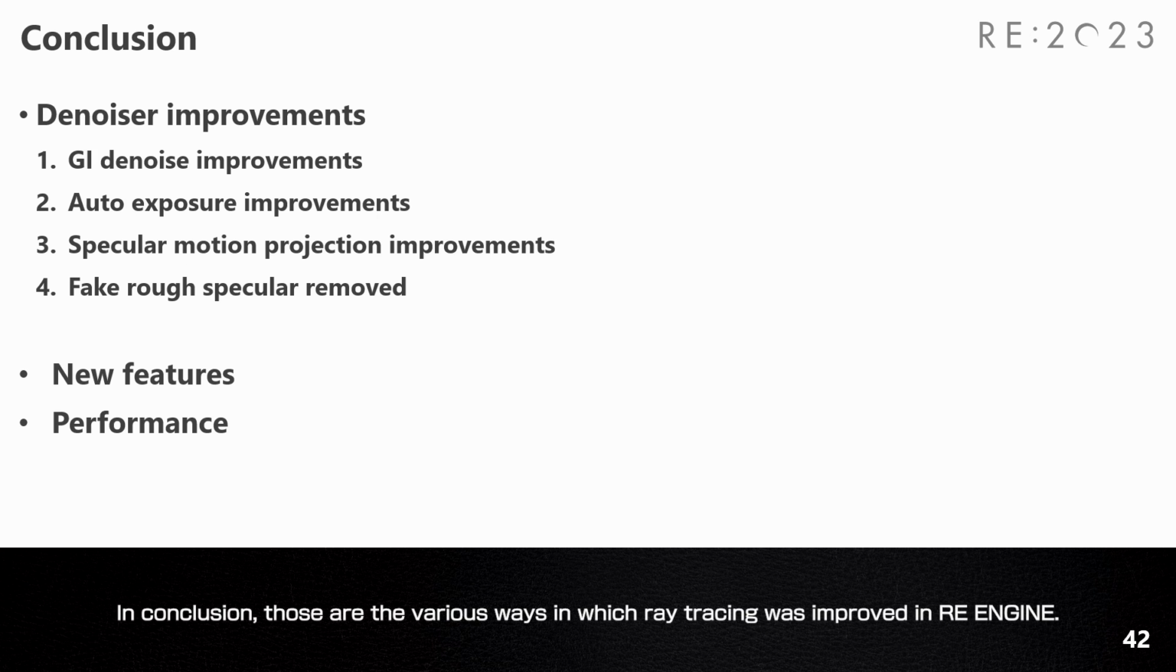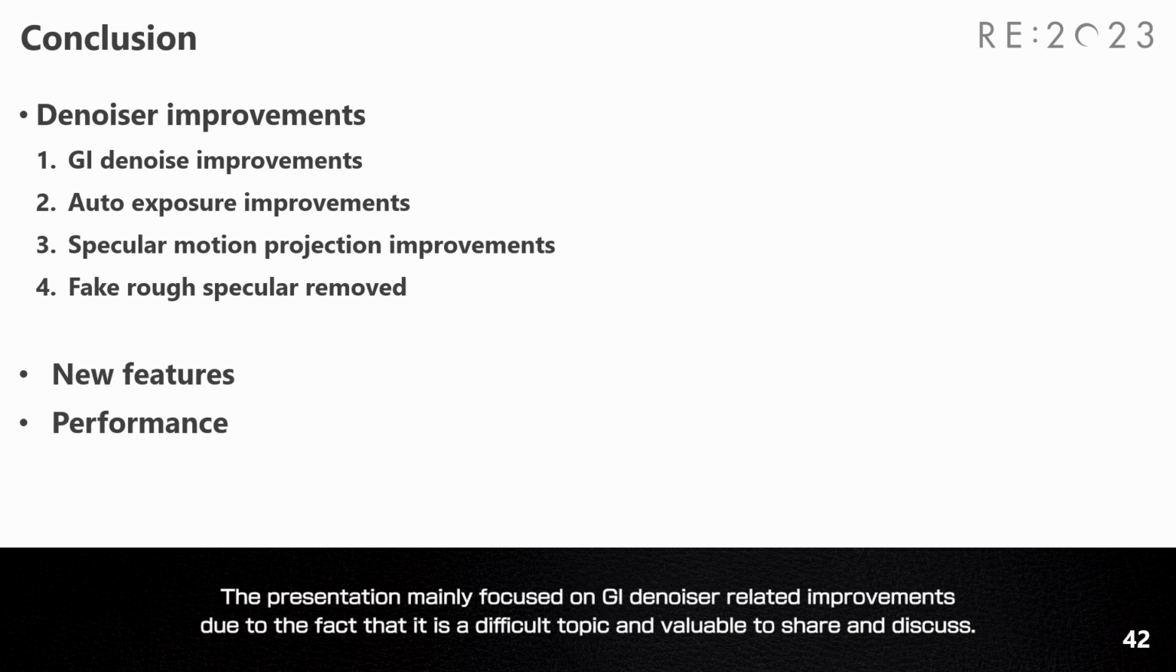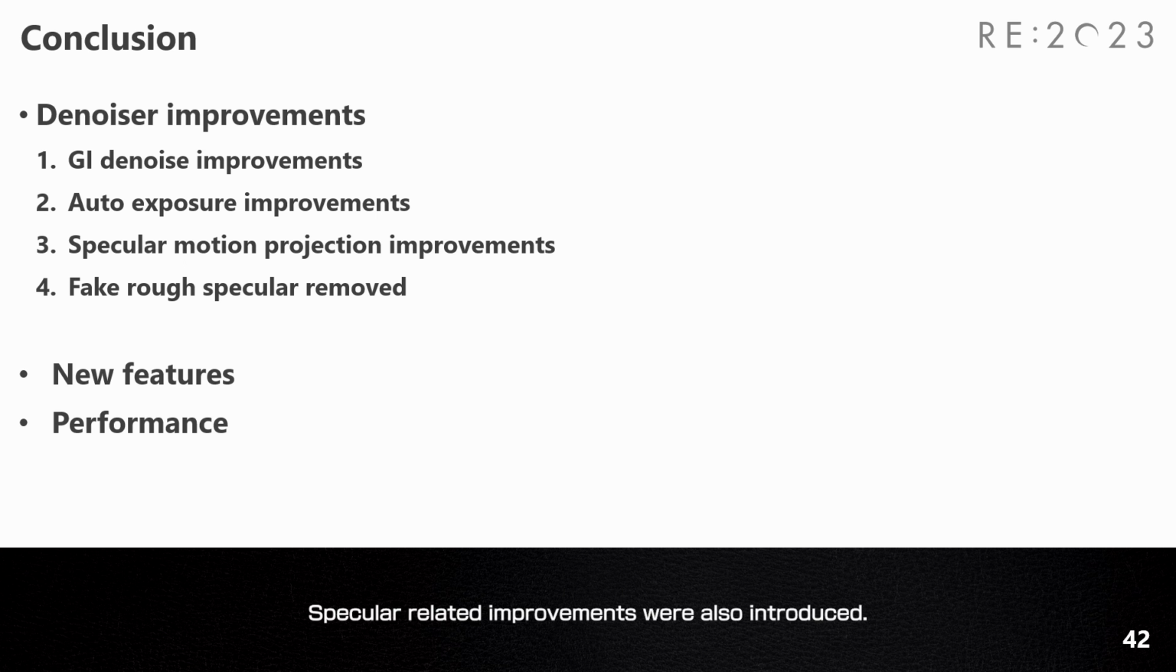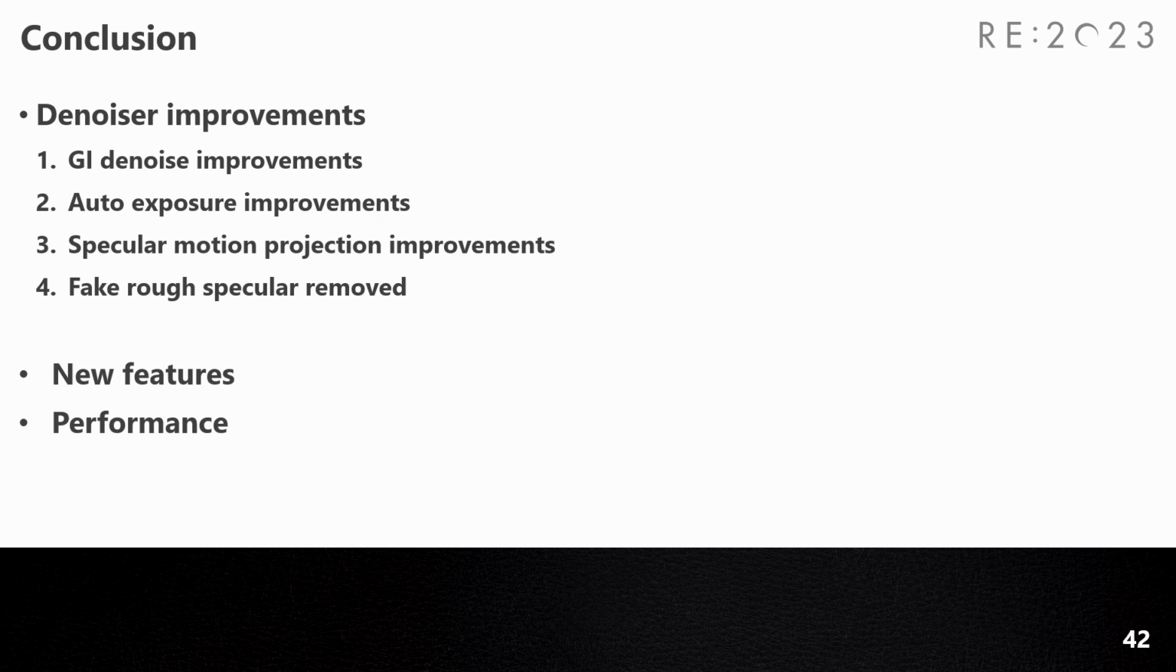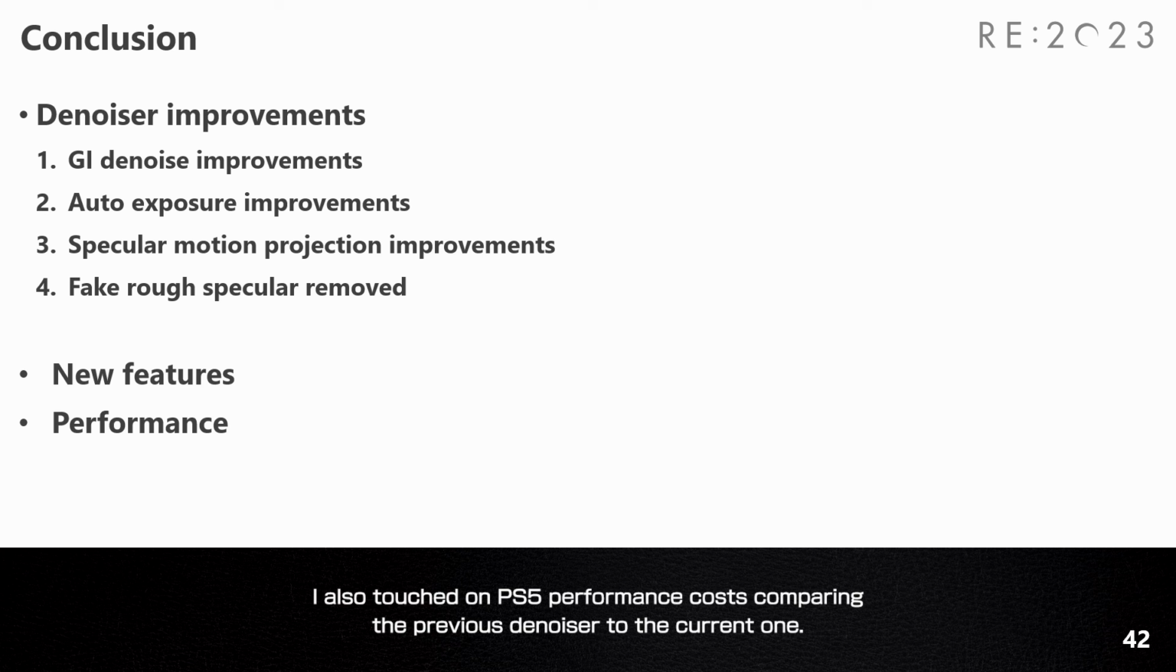In conclusion, those are the various ways in which ray tracing was improved in the RE Engine. The presentation mainly focused on GI denoiser-related improvements because it is a difficult topic and valuable to share and discuss. Specular-related improvements were also introduced. Many people contributed to the new features for ray tracing, but I was only able to briefly mention some of their work due to time constraints. I also touched on PS5 performance costs, comparing the previous denoiser to the current one.